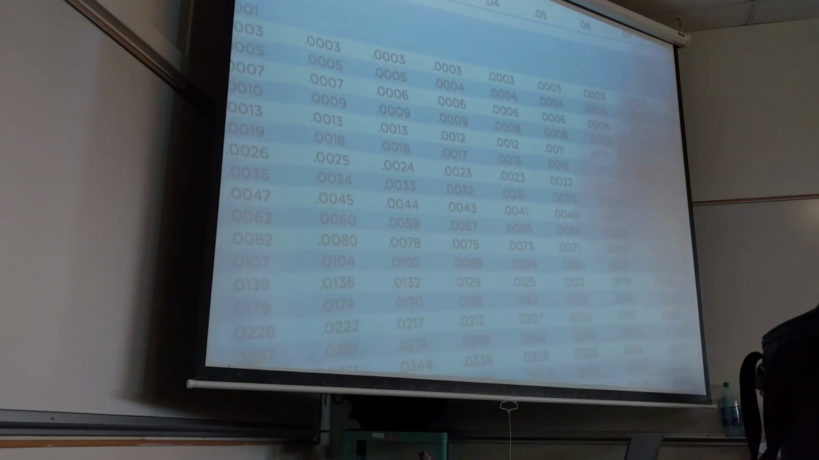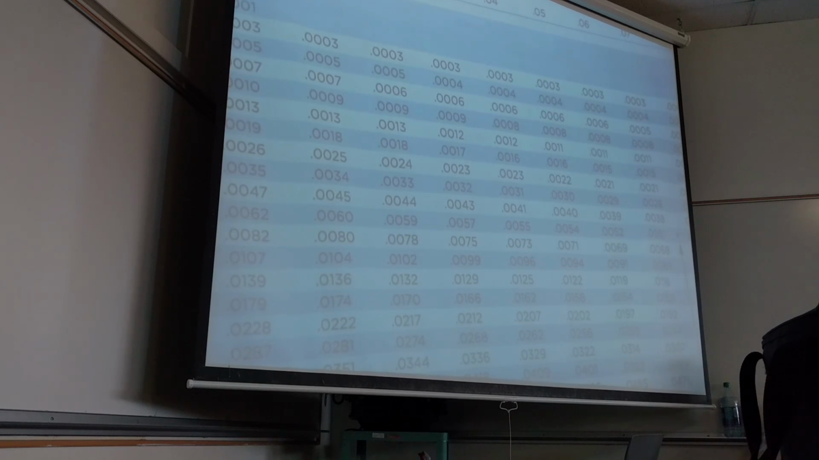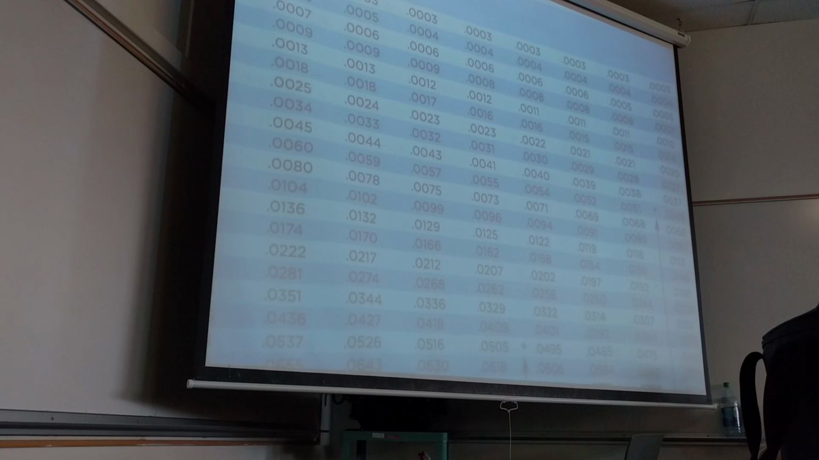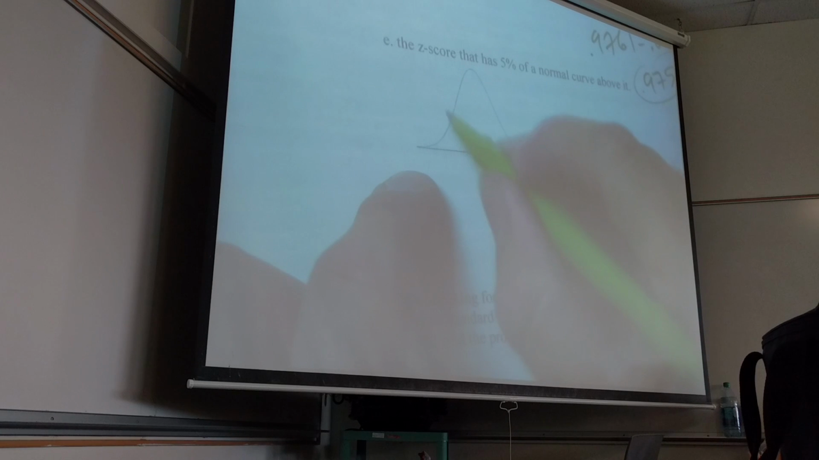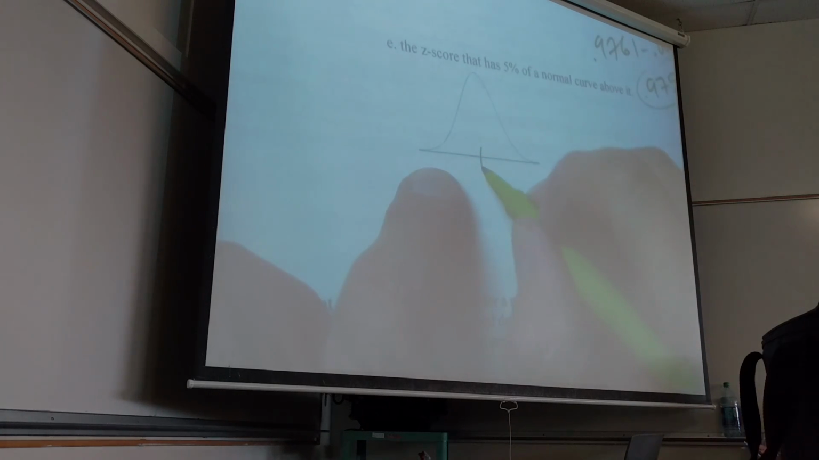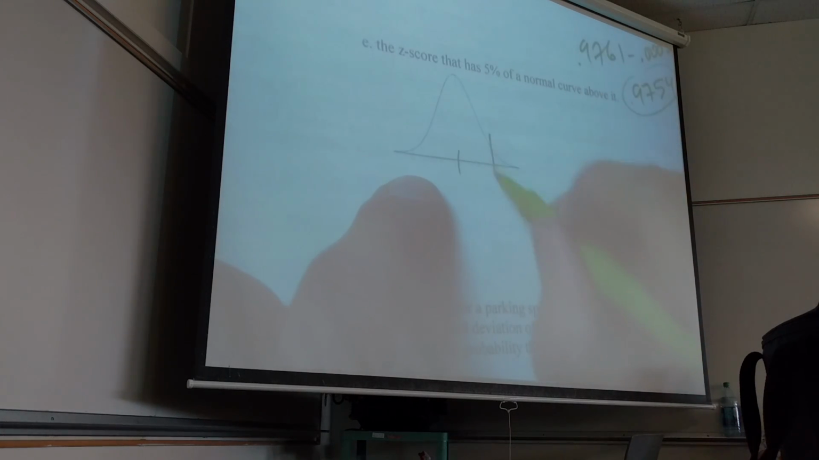So if you have a z-score, you look outside in. If you have an area, you look from the inside out to get the z-score. You got to be sure what it is you're looking up. Kind of makes sense in general. So this one, it's only got 5% above it, so there's no way it could be down here. It has to be way up here, with a little 0.05 above it.